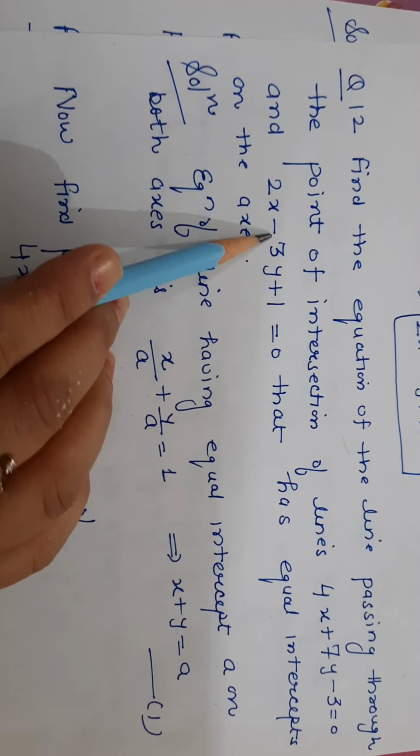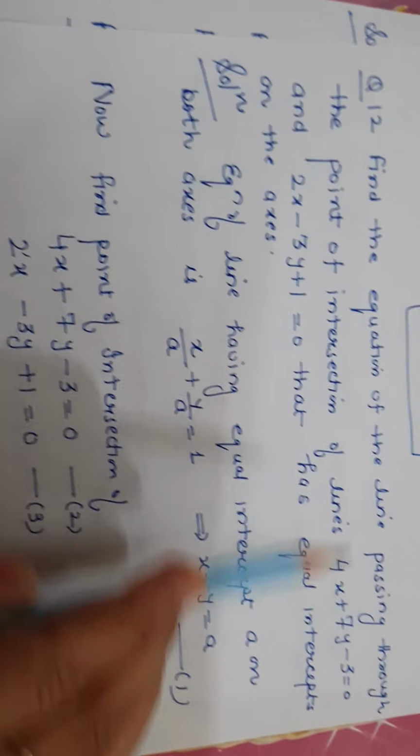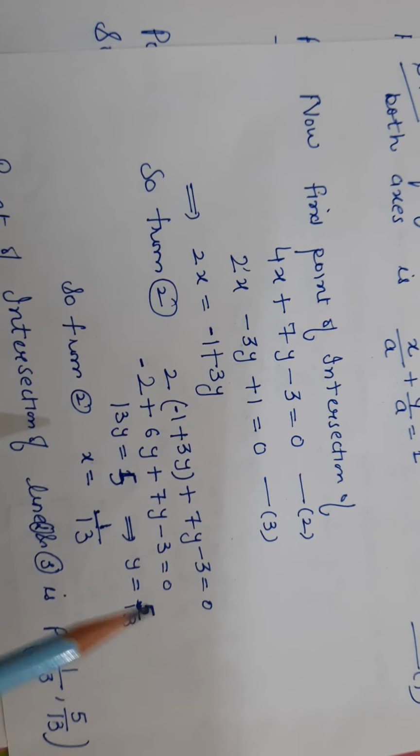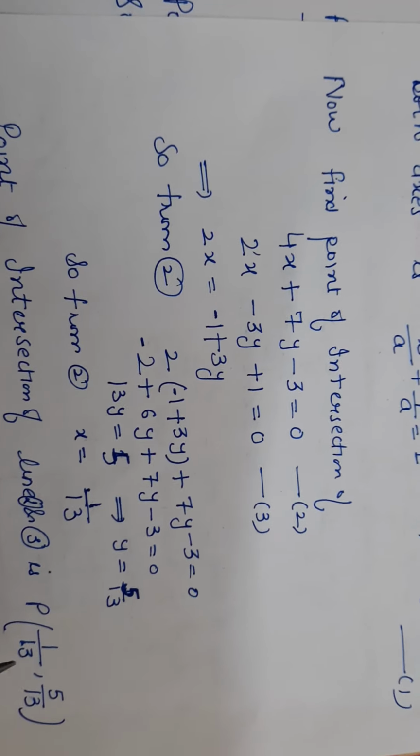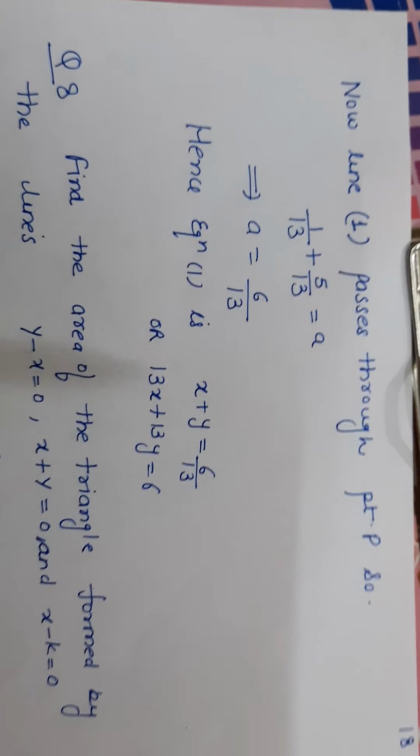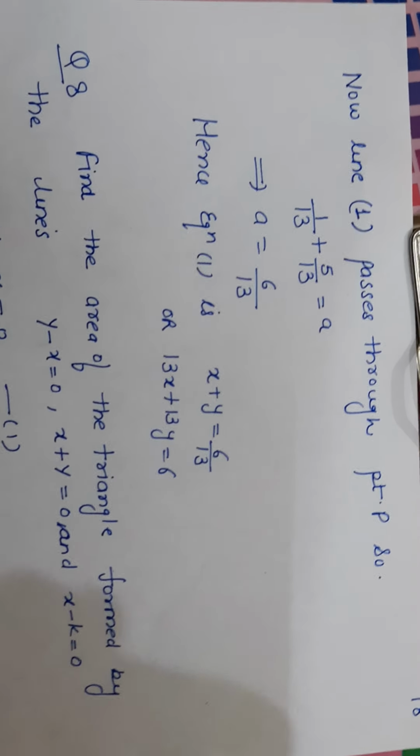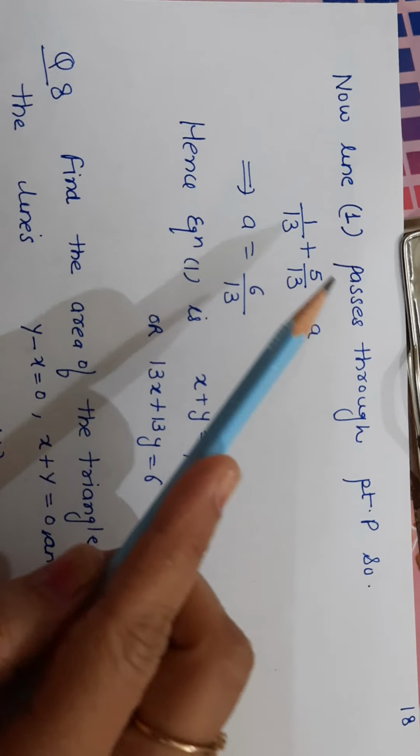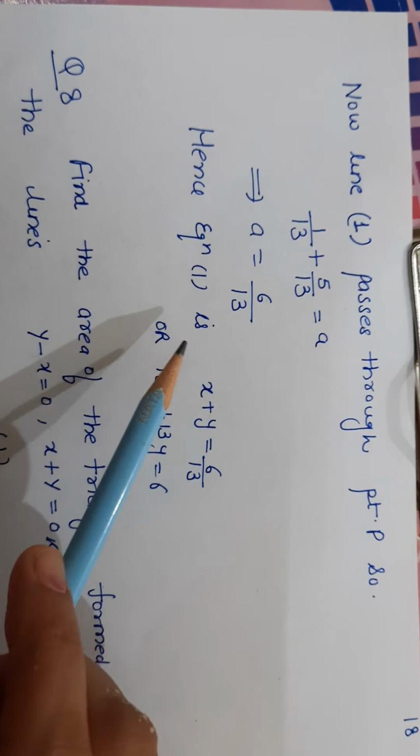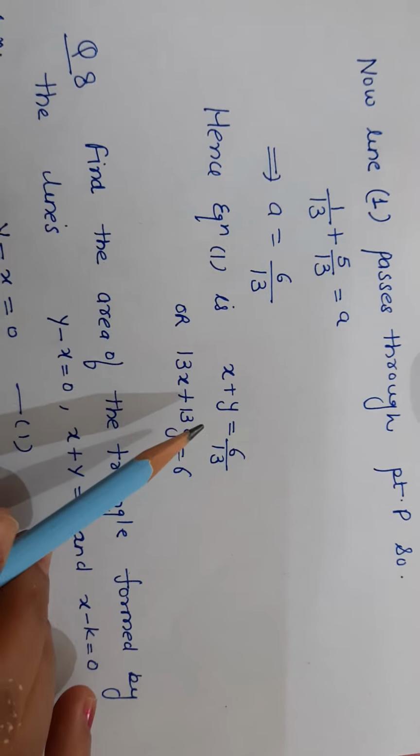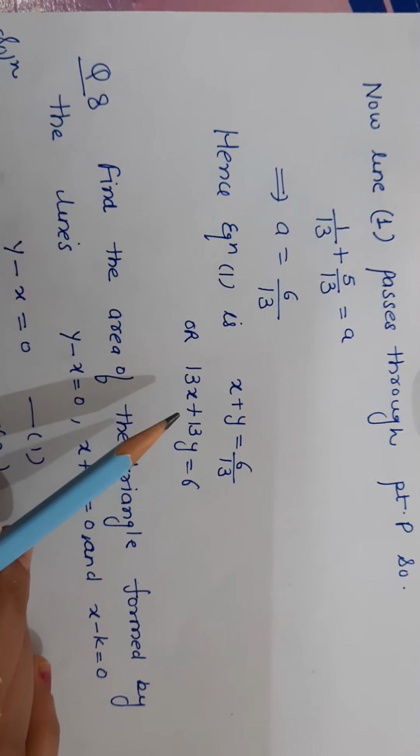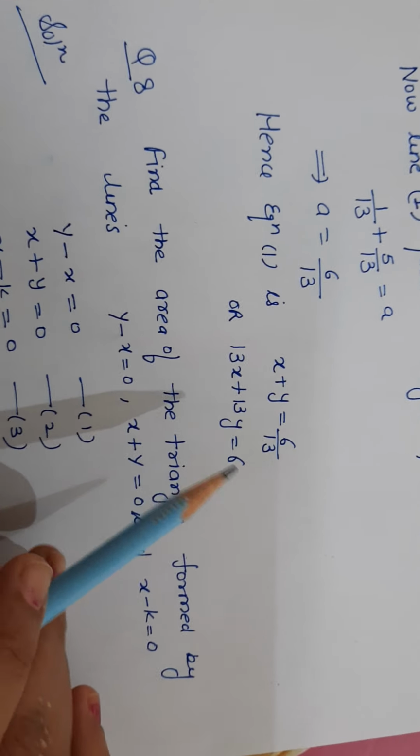The second thing, the line is passing through the point of intersection of these two lines. So by using the elimination method, find the point of intersection. This point is (1 by 13, 5 by 13). So your line is passing through this point. That means this point will satisfy this equation. So 1 by 13 plus 5 by 13 is a. That means a is 6 by 13. So your equation is x plus y equal to 6 by 13. The equation is 13x plus 13y equal to 6.